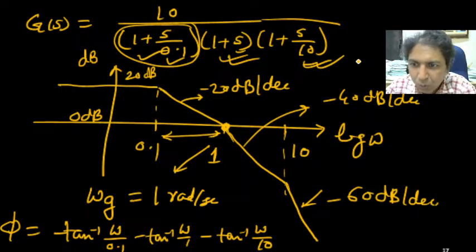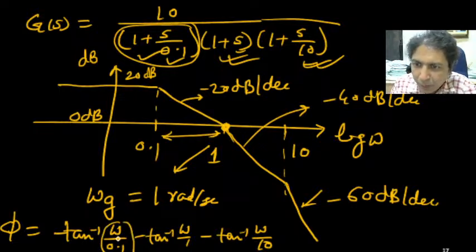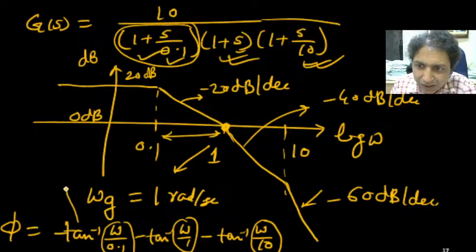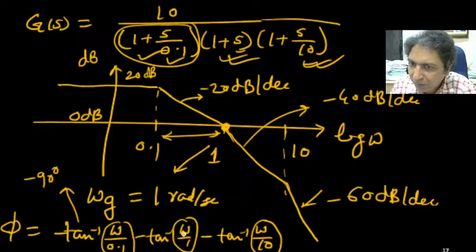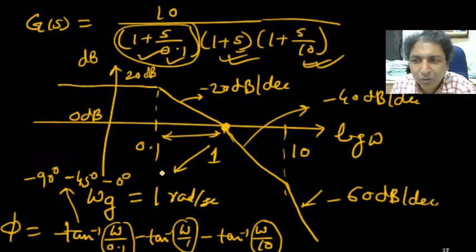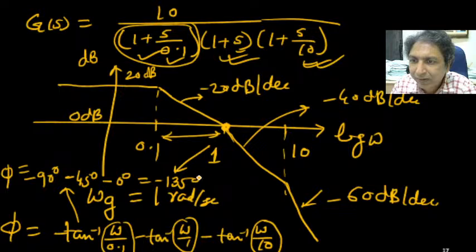Now if I put omega equal to 1, who will contribute? This will become 1 upon 0.1, means 10. This is 1 upon 1, means 1. But this will become 1 upon 10, means 0.1. So this is almost 10. Tan inverse 10 means almost 90 degree, so approximately I am considering that. This is tan inverse 1, means 45 degree. And this is tan inverse 0.1, which is about 0. So what is this phase? So phase will be minus 135 degree.